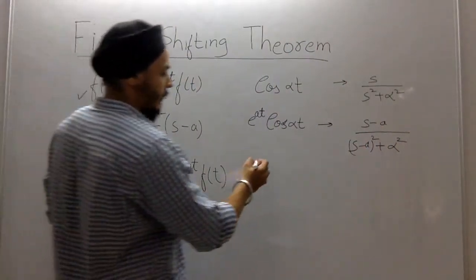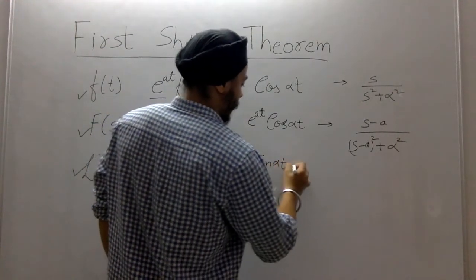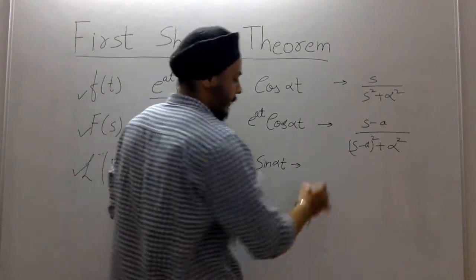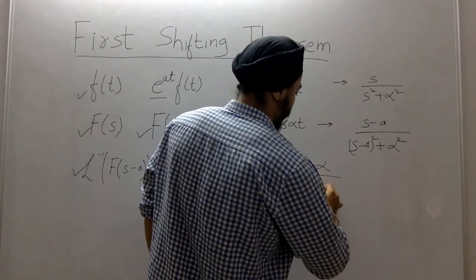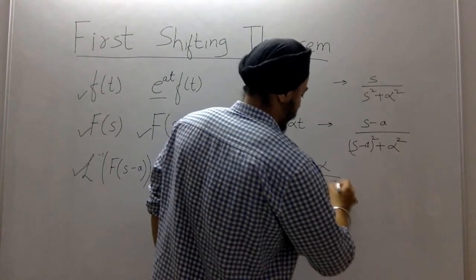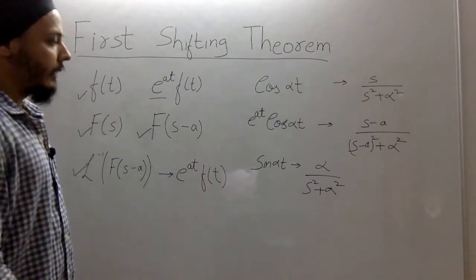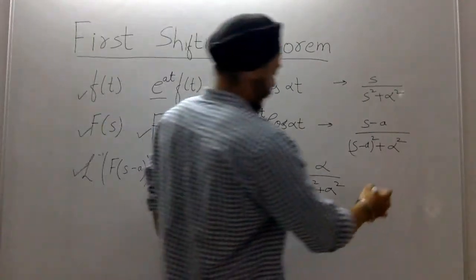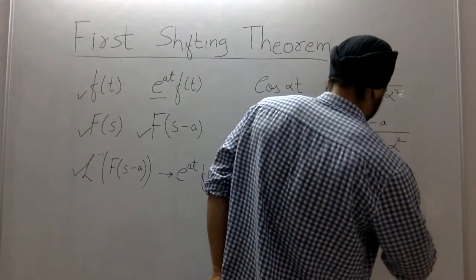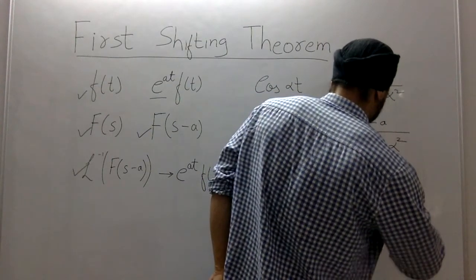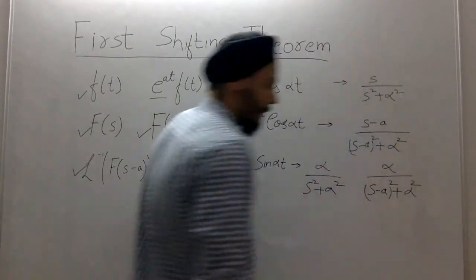Similarly, for sin alpha t, the transformation is alpha over s square plus alpha square. So for e to the power at sin alpha t, the transformation will be alpha over (s minus a) square plus alpha square.